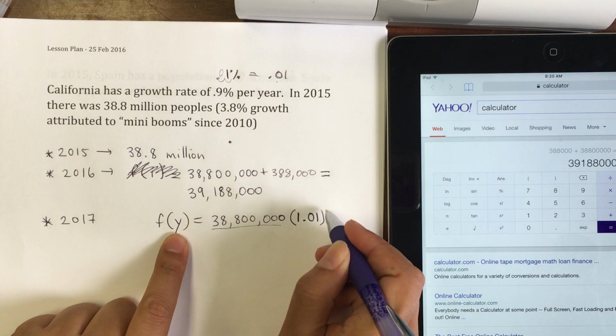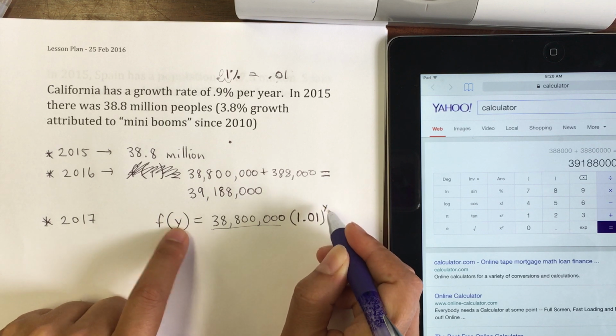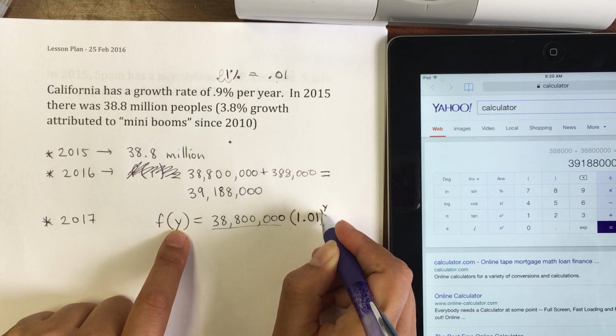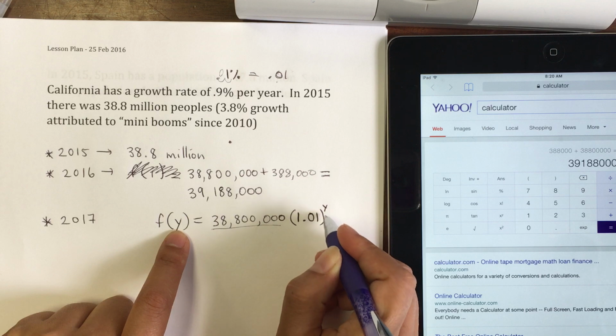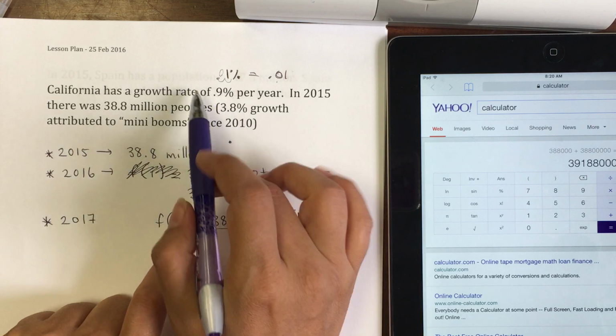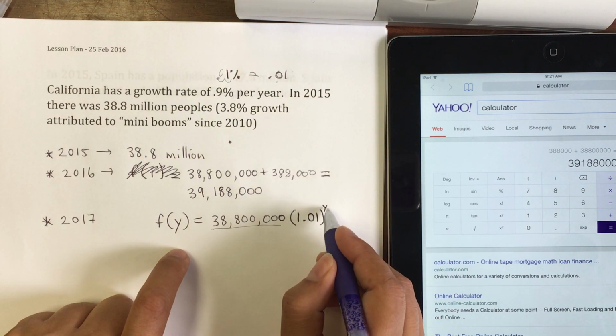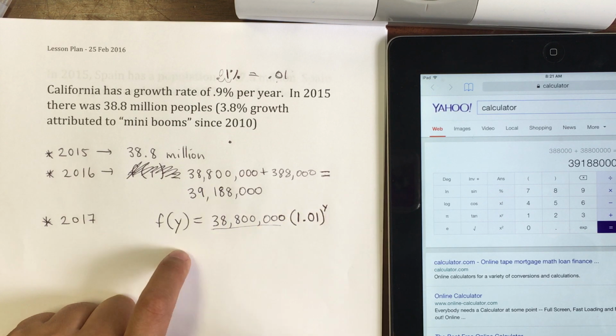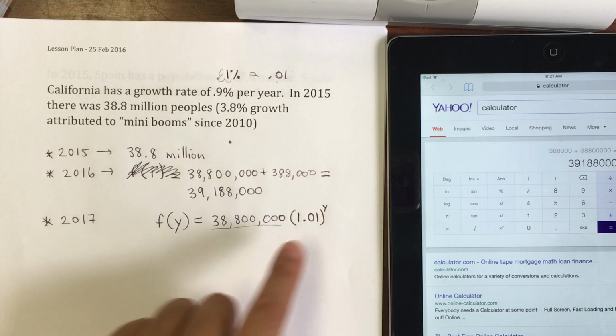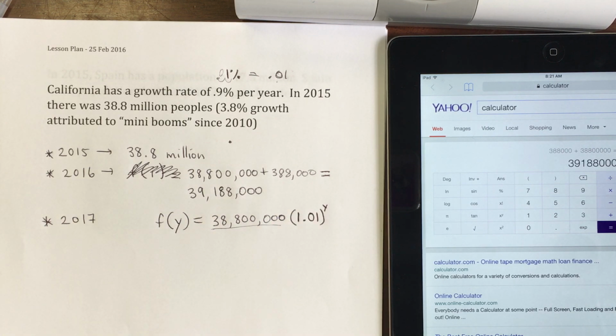So basically, we just put the same variable in here. If it says every 6 years, then we put y over 6. If it's every 9 or 10 years, we would put y over 10, okay? But in here it's every year, it grows 1%, so we just put the cycle, okay?